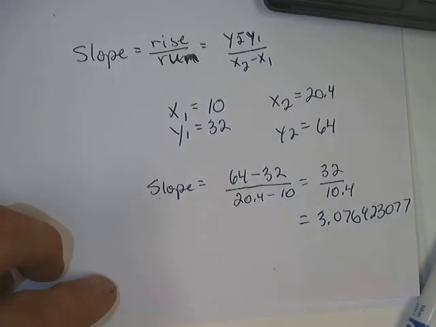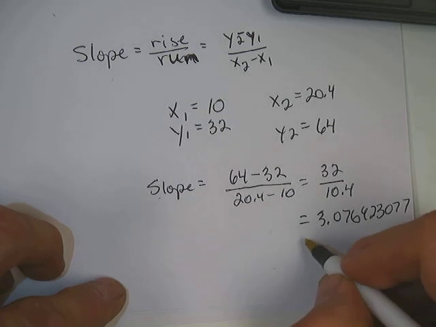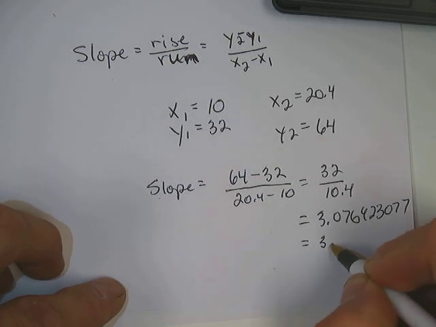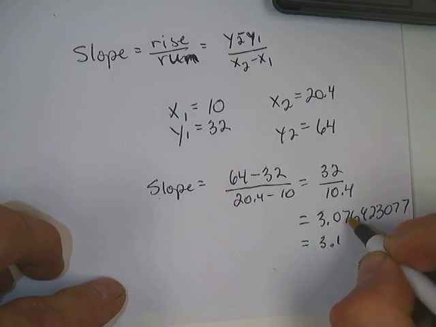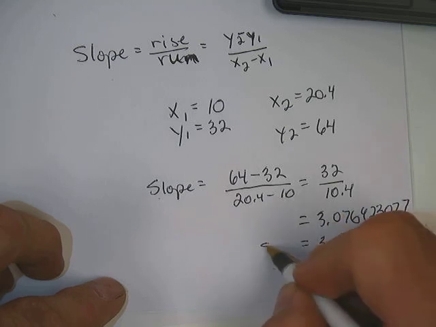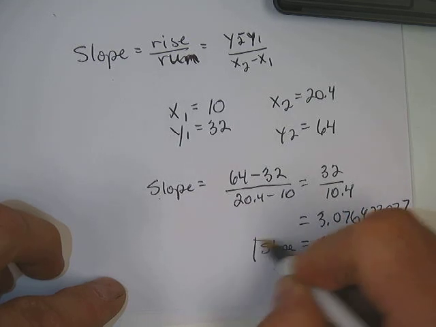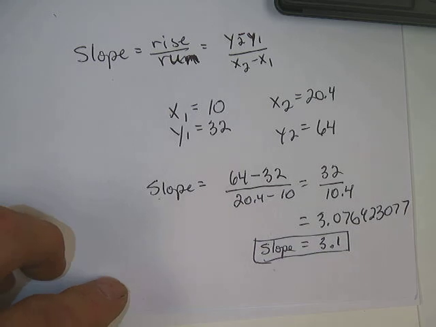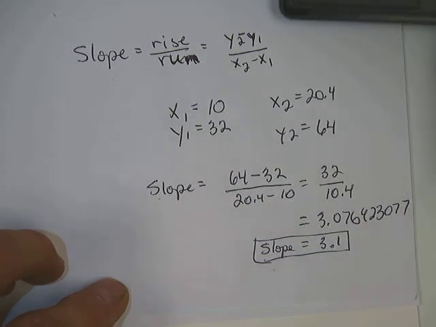So when we get back to our answer, we should round up or down and only keep the first 2 numbers, which would be 3.1. The 7 would round the 0 up to a 1. So my best answer for the slope with everything I've got is 3.1. Right? And that is how we find the slope of a line.